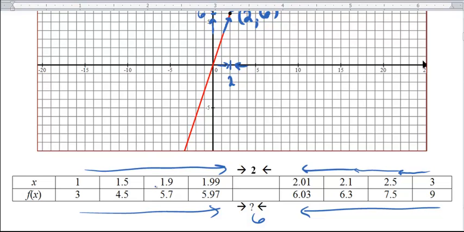We could get even closer still, but if we get closer and closer and closer, we see that these y values here are getting closer and closer to 6 as we come in closer and closer to 2 with the x values coming from either side.